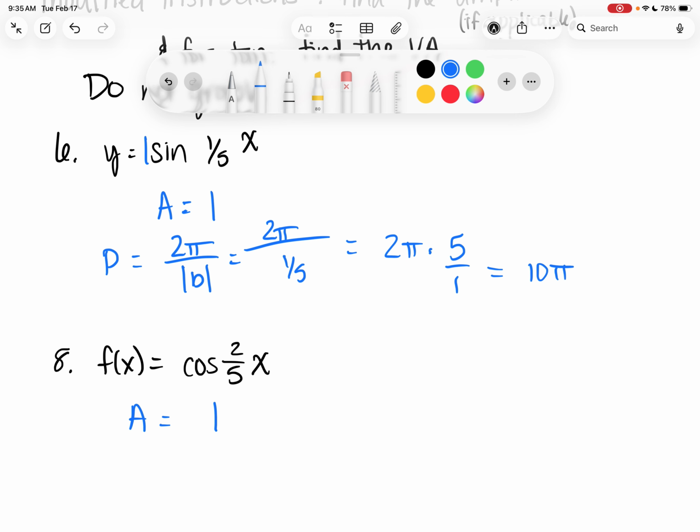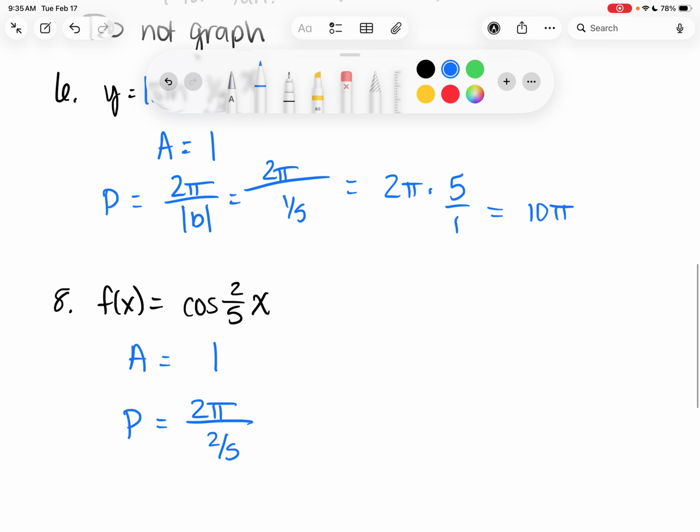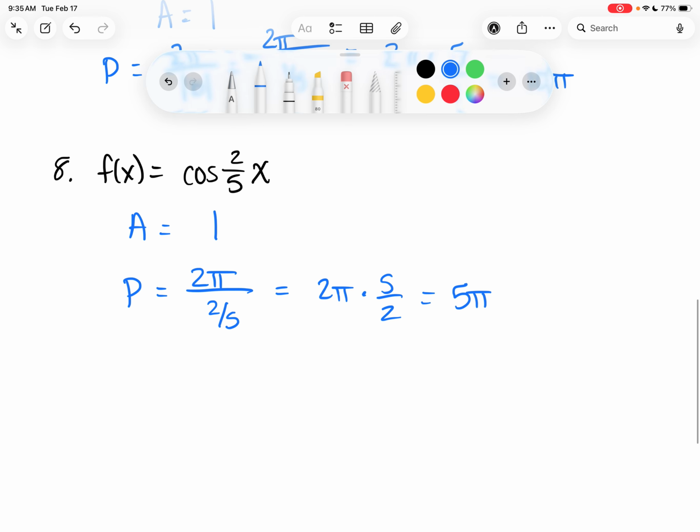So amplitude is 1. Period is 2 pi over 2/5. Keep, change, flip. We have 2 pi times 5 over 2, which is 5 pi. Again, you don't have to write out that step, but I'm just writing it out for us to see it.